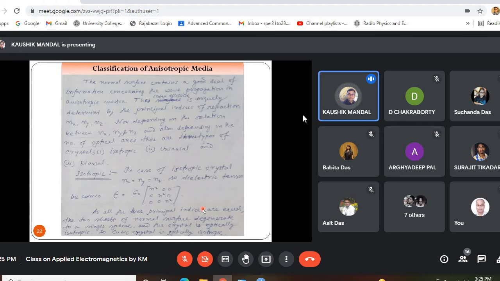So if I ask what should be the number of optical axes? 0. Optical axis means 0, because the two shells are degenerated.